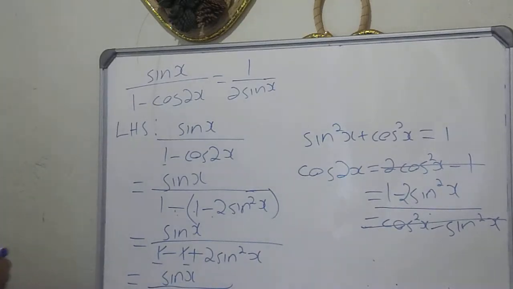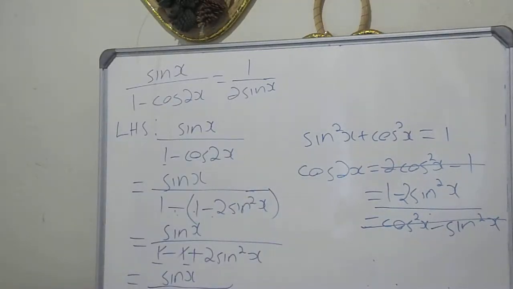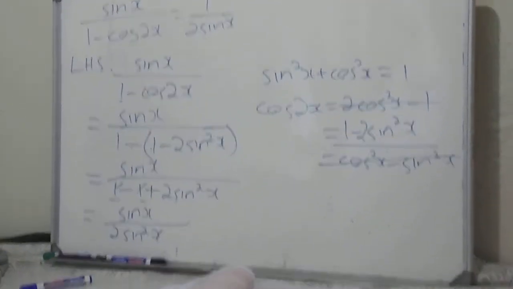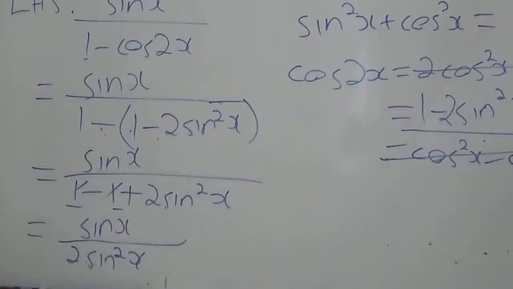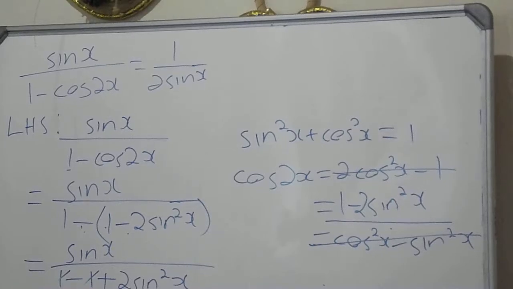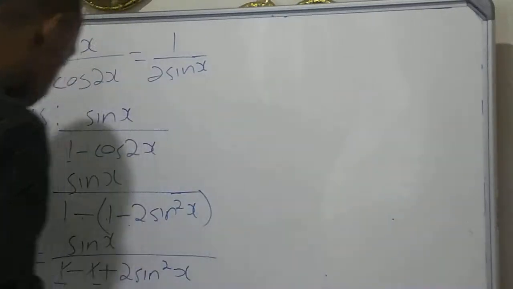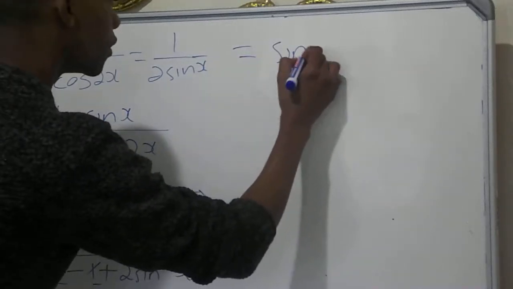Alright? Let me just erase this. Hope you can see it. Let me just check real quick. See it? There it is. Sine x over 2 sine squared x. Awesome. So let me just erase this real quick. So we are left with, let me rewrite it over here so that all of you can see.